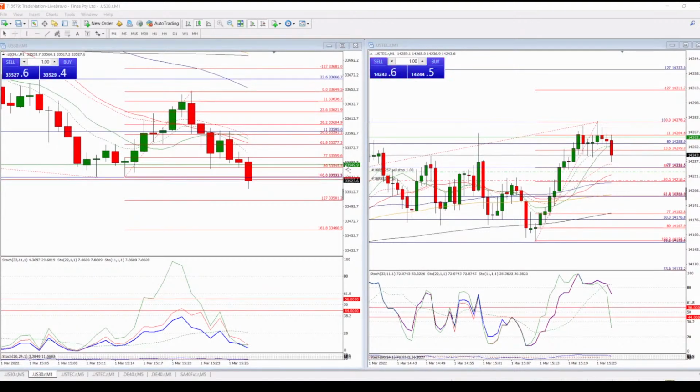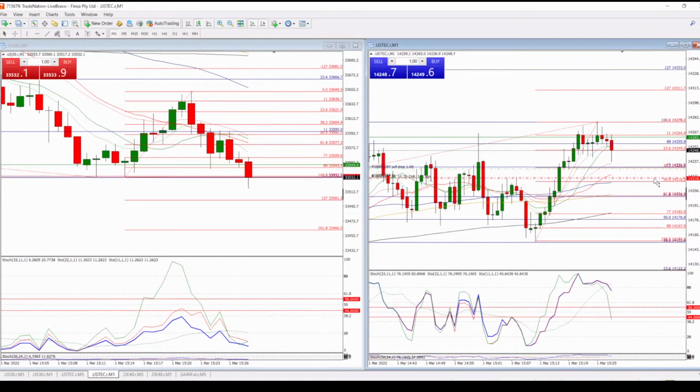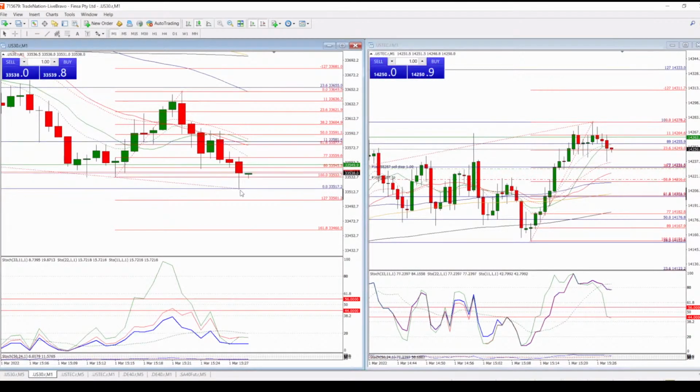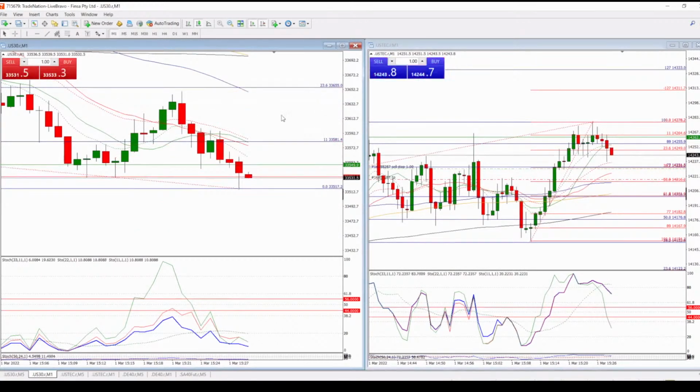Let's just watch US Tech for that break of that 38.2 of the extension fib to aim for that 50. Just going to adjust the 1 minute grid on Dow and delete the extension fib here. That has done its thing.